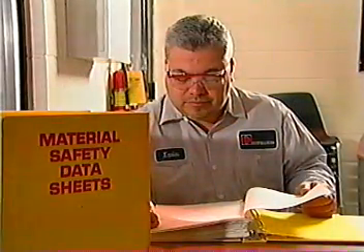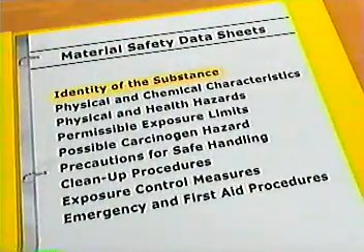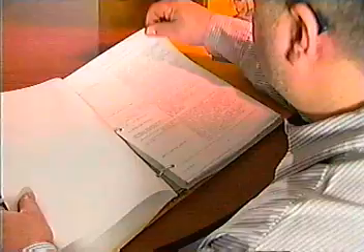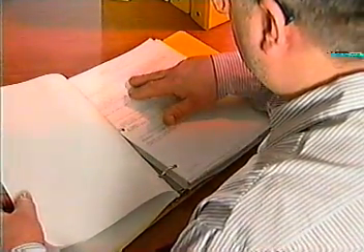Material safety data sheets may come in a variety of forms, but they all must contain information on at least the following: the identity of the substance, physical and chemical characteristics, physical and health hazards, the permissible exposure limits, the possible carcinogen hazard, precautions for safe handling and procedures for cleanup in case of spills, control measures to limit exposure, and emergency and first aid procedures. You should reference the MSDS for any hazardous chemical you work with and understand the information it contains.